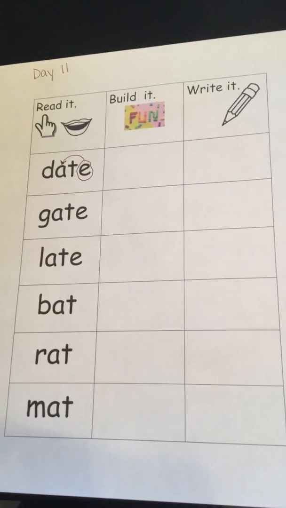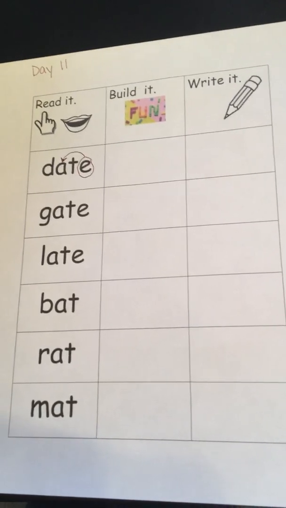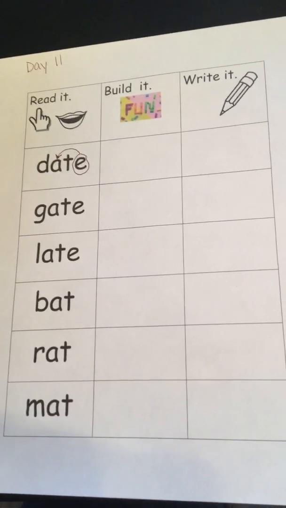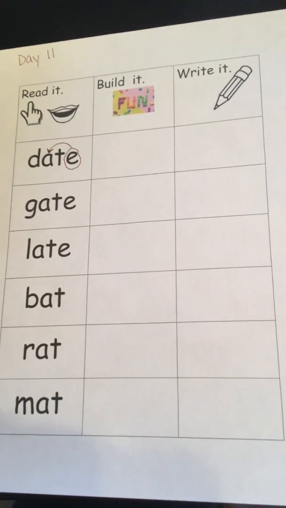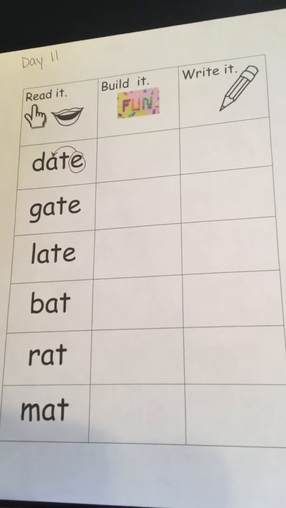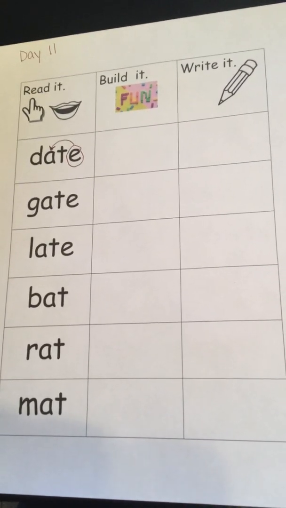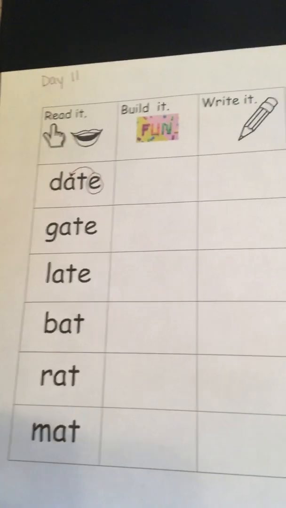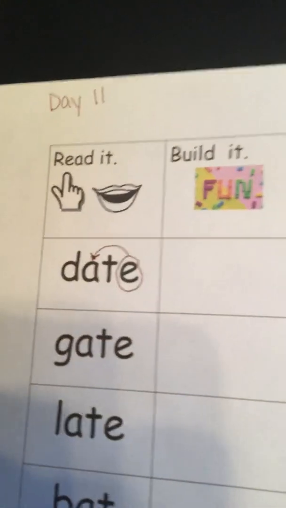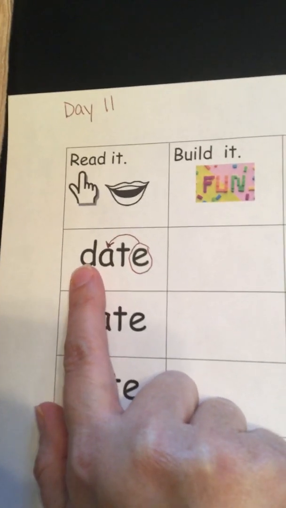Okay, and what we're going to do is look at some words that have A in them. Now, sometimes the A says "ah" like in cat, or sometimes the A says "ay," like in the first word, date. So let's look at that first word, okay? Sound it out with me. D-ate.